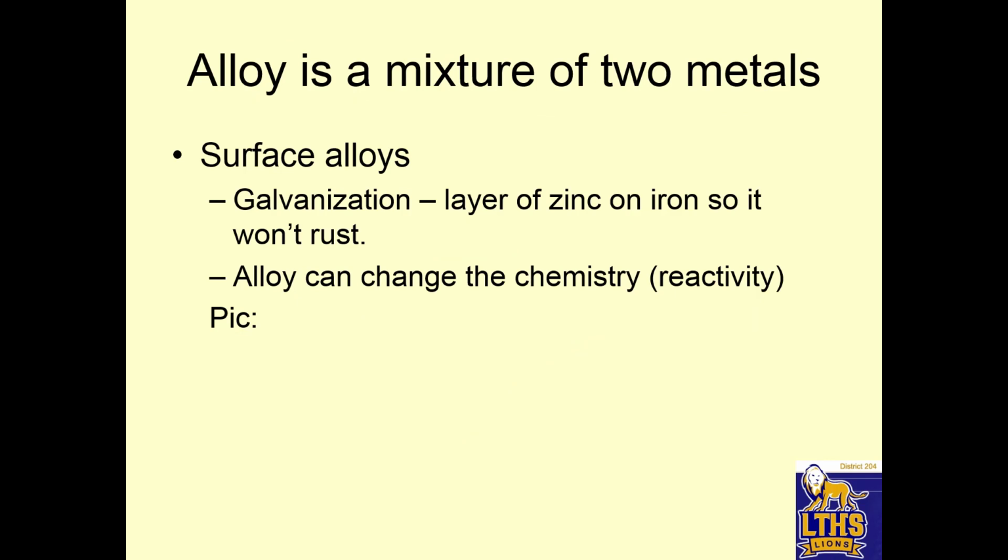An alloy is a mixture of two metals. There are surface alloys like galvanization with a layer of zinc so that iron won't rust. An alloy can change the chemistry, which changes the reactivity.